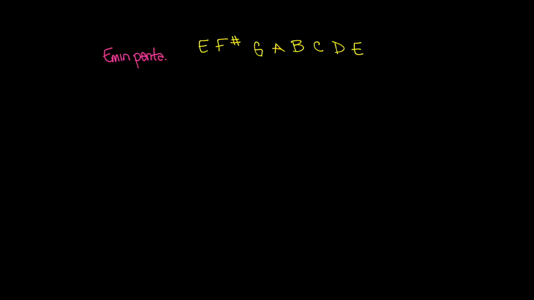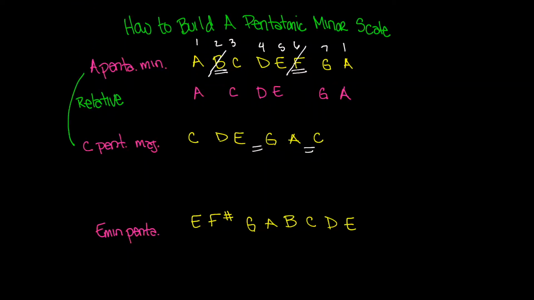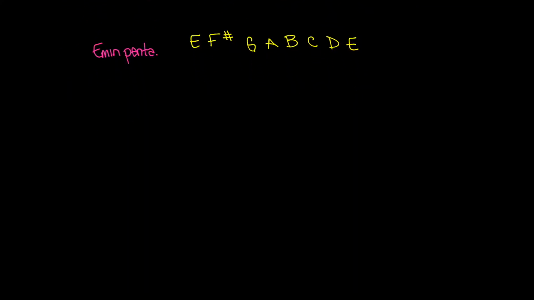Okay, and let's recall what we had to do. Remember that in here we were eliminating which two degrees? We were eliminating 2 relative to minor and 6 relative to minor. When we're talking about major, it ends up being 4 and 7. So you can see there is a little bit of a shift there. All right, so it's going to be 2 and 6.